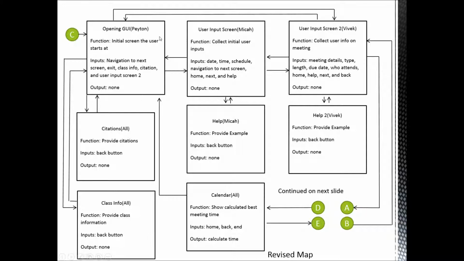Starting in the opening GUI, we have a linear path to the user input screen number 1. Similarly, it's a linear path to the next input screen. This is similar in nature to the rest of the user input screens. While linear in nature, we still have the ability to return to the opening GUI through the use of a home function.